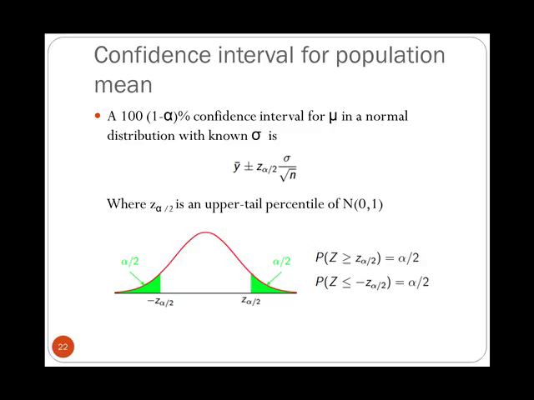And in this case, we also know the standard error of the sampling mean is sigma over square root of n. And z alpha over 2 is an upper-tailed percentile of the standard normal distribution, as you can see from this graph.